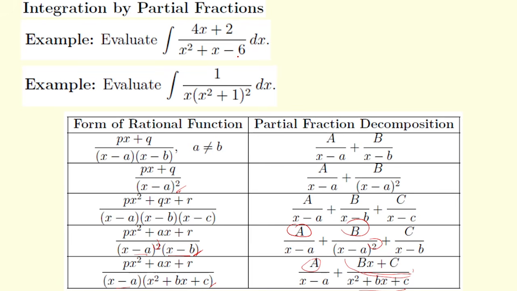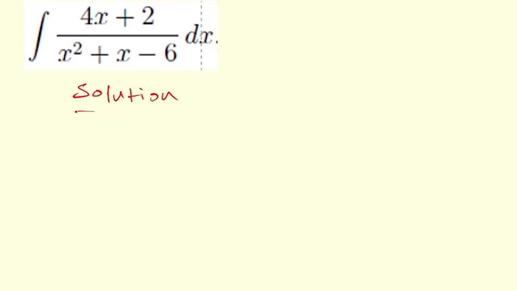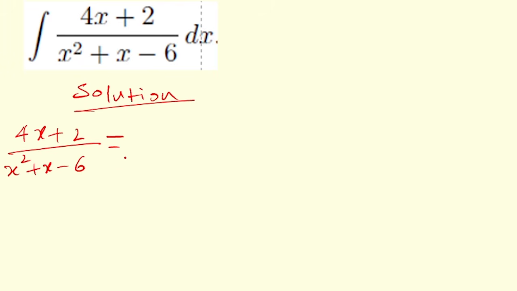The first example here, we have this rational function, 4x plus 2 over x squared plus x minus 6. Solution. Look, we need to factorize the denominator, x squared plus x minus 6. The product is negative 6, the sum is positive 1: 3 times negative 2. Therefore, our linear factors will be x minus 2 and x plus 3.